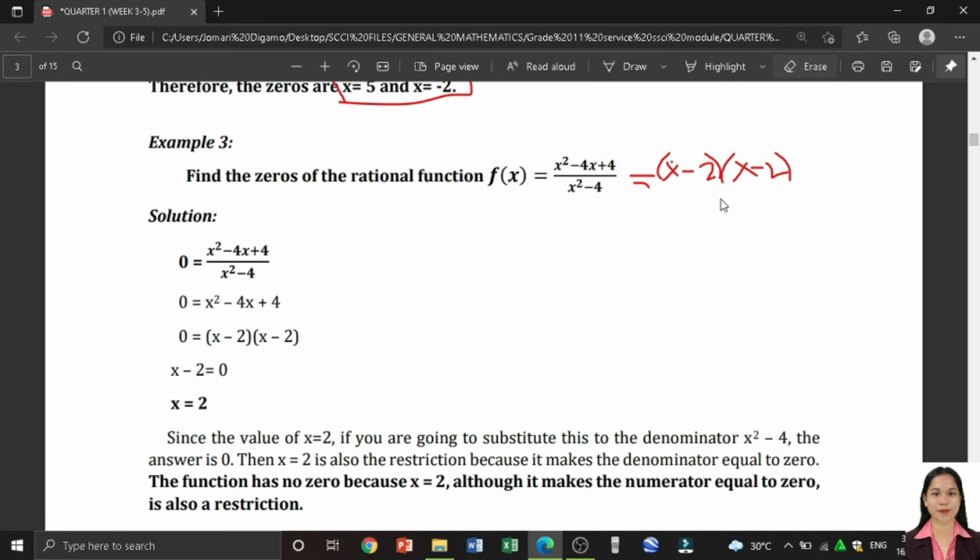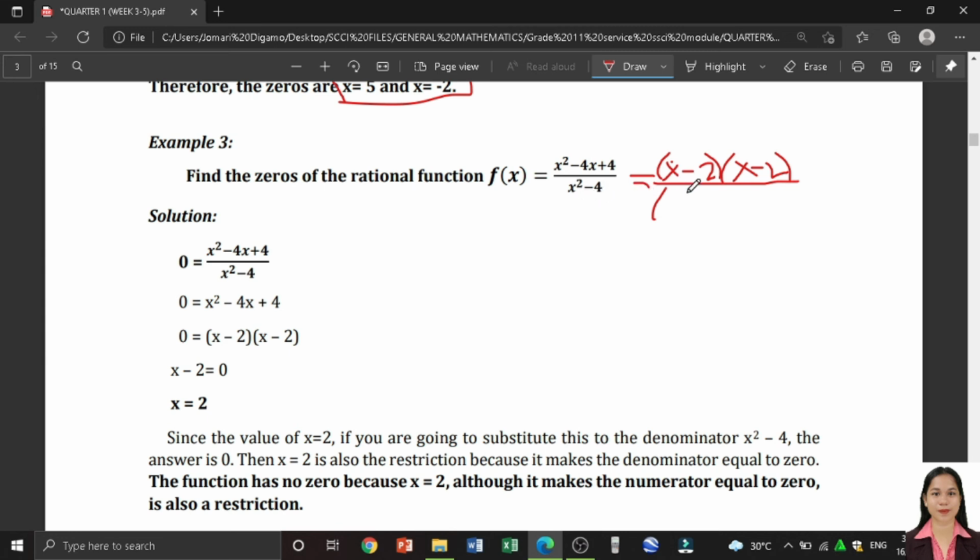Next, we have here the denominator. So our denominator is x squared minus 4x. So let us factor this. Since this is only two terms, or a binomial, we can use the sum and difference. Why? Because they are both perfect squares. x squared is a perfect square, and 4 is also a perfect square. So we can use the sum and difference, and the operation is minus.